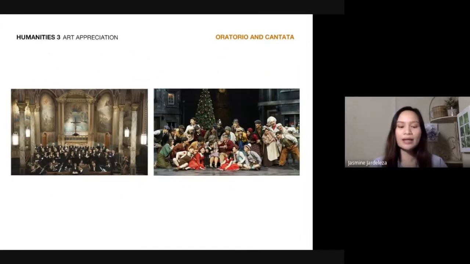We also have oratorio and cantata. This kind of music is sacred and is in the form of musical drama in concert form. These are made up of recited parts and choruses with orchestral accompaniment. In oratorio and cantata, no action, sets, or costumes are used. What makes it special is that they are usually based on biblical themes.